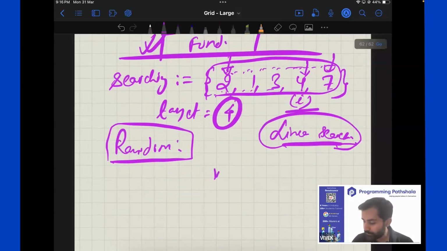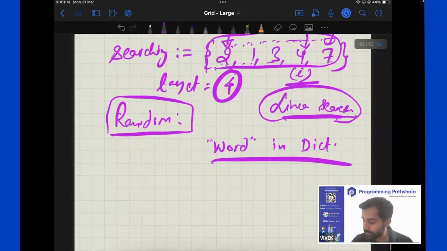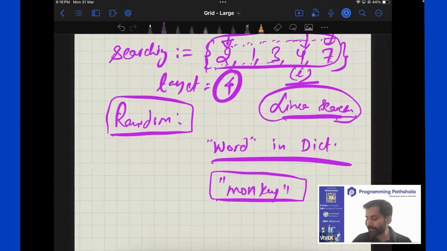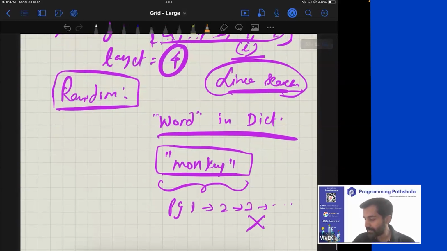For example, if you have to find a word in a dictionary, let's say you have an Oxford dictionary at your home and you want to find the meaning of a word, and let's say that word is monkey. How do you find that? Do you search this word monkey in a dictionary right from page 1 and then 2 and then 3? Do you go like that? No, that's the most foolish way, right? So how do you search something in a dictionary?